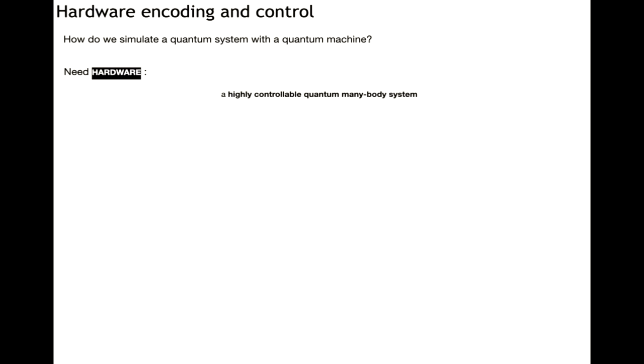And suppose we are given such a machine. Suppose we are given a quantum many-body system that we can control, maybe not perfectly, but we have a good degree of control on. So what do we do with it? How do we perform a quantum simulation of our system of interest? For example, our favorite molecule, our favorite material, our favorite nucleus, or whatever you like. So what do we have to do?